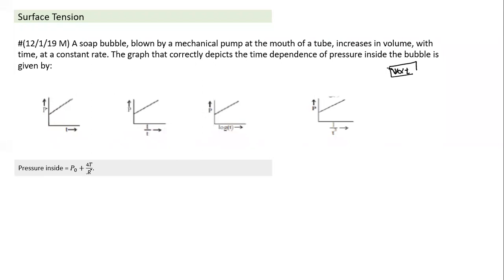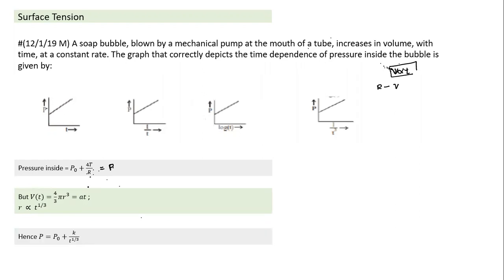R being the radius. Radius is changing because volume is changing linearly with time. Since volume is related to time, and radius is related to volume, I can write R in terms of time. The moment I write R in terms of time, I get an equation between pressure and time, and then I can know which graph is correct. Volume, 4 by 3 pi r cubed, is proportional to time, which basically means R is proportional to t raised to power 1 by 3. In all these cases, we just need proportionality.